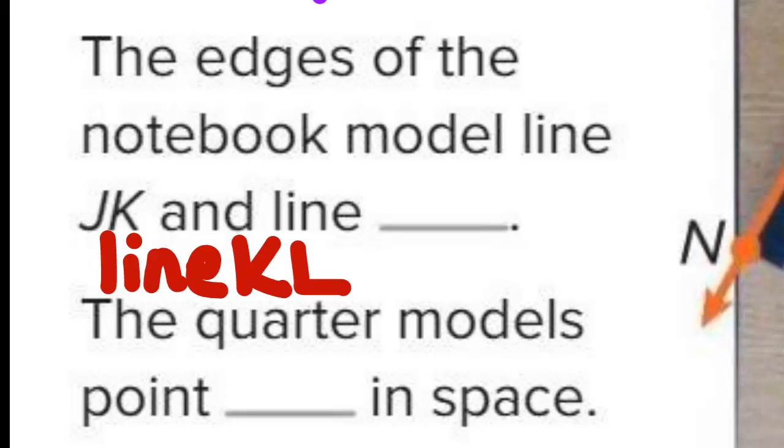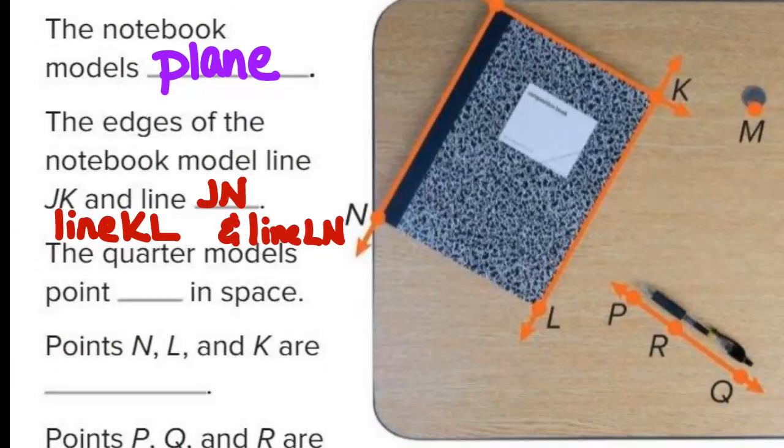Do you see another line that's modeled by an edge of this notebook? JN. And I actually see one more. They just didn't draw the line in for me. Is there another part of the edge where we could draw a line in, but they just didn't? LN. So we also have line LN. They could have drawn that line in down here across the bottom.